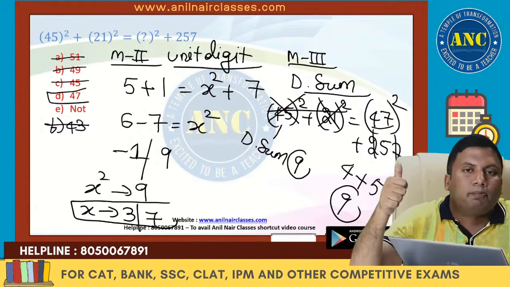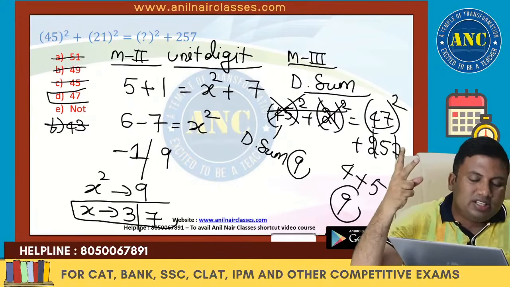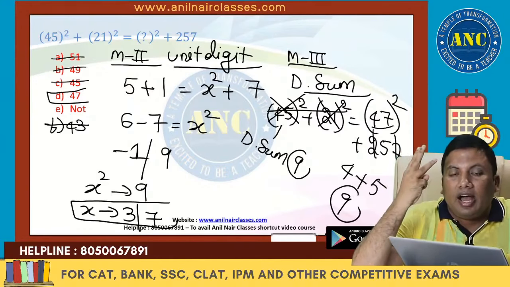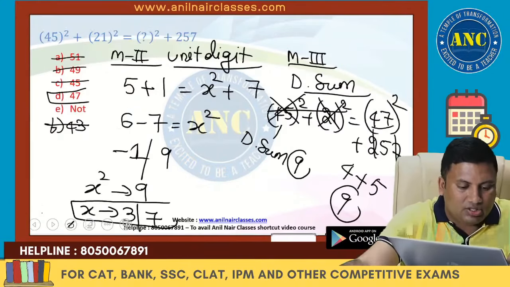Divisibility rules are important. Unit digit is important. Last two digits are important. Right? And using digital sum is also important. Idea clear? Next one.